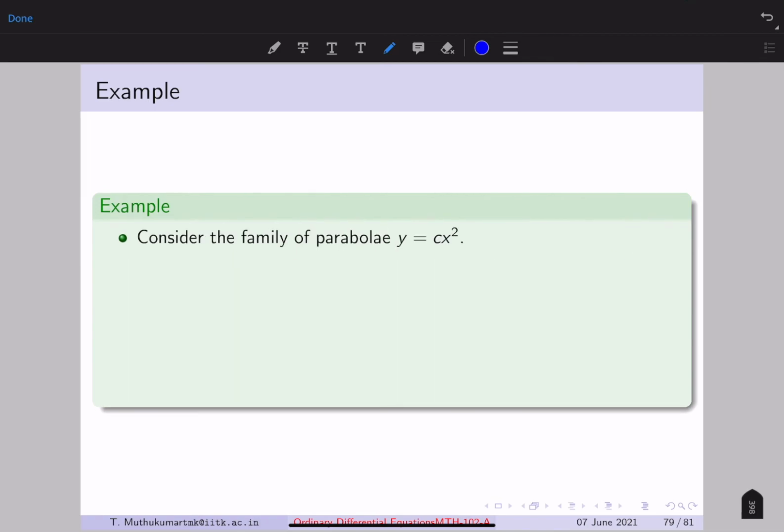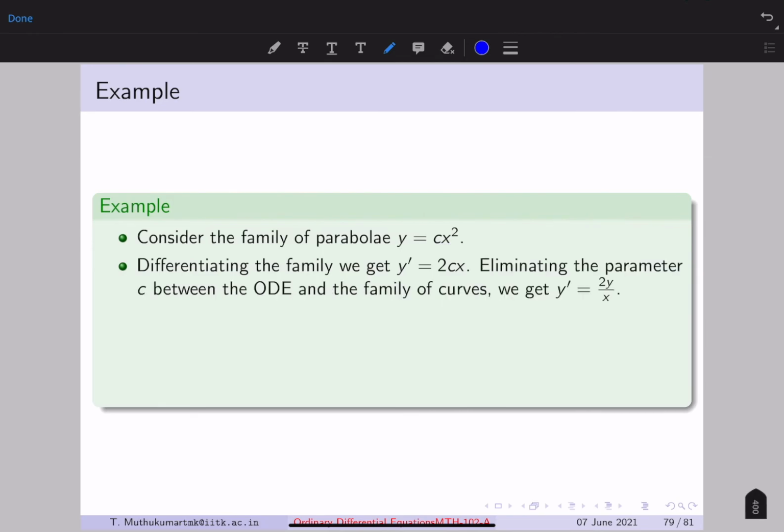Okay, now let's look at another example. Let's take this family of parabolae indexed by c here. So what should you do as per algorithm? You differentiate it and eliminate the parameter c. So you differentiate it, you get y prime equal to 2cx, and you have y equal to cx square. So you use this information to eliminate c between the ODE and the family of curves. So c is y over x square. Use this information here, so you get this ODE.